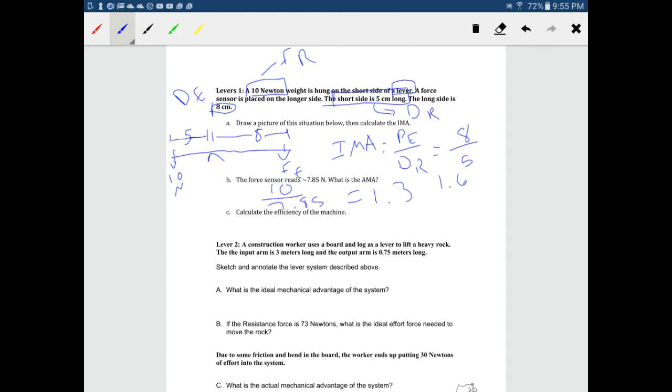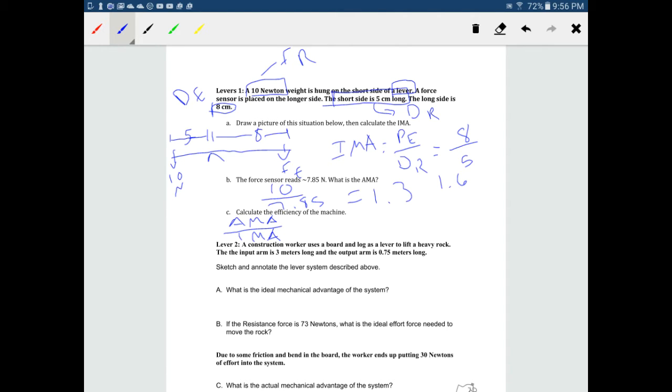Thank goodness. All right, so now we're going to do our efficiency. Now, the efficiency is where we're testing. We would expect in most situations the IMA to be bigger than the AMA. And then we want to see what percent efficiency we actually have. So the formula is AMA divided by IMA times 100%, right? Or times 100, and then we make it a percentage.